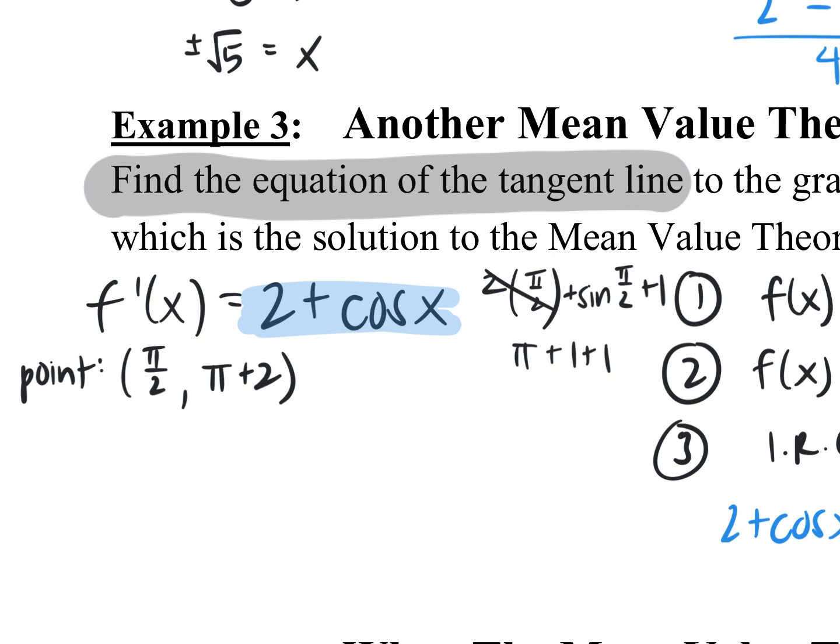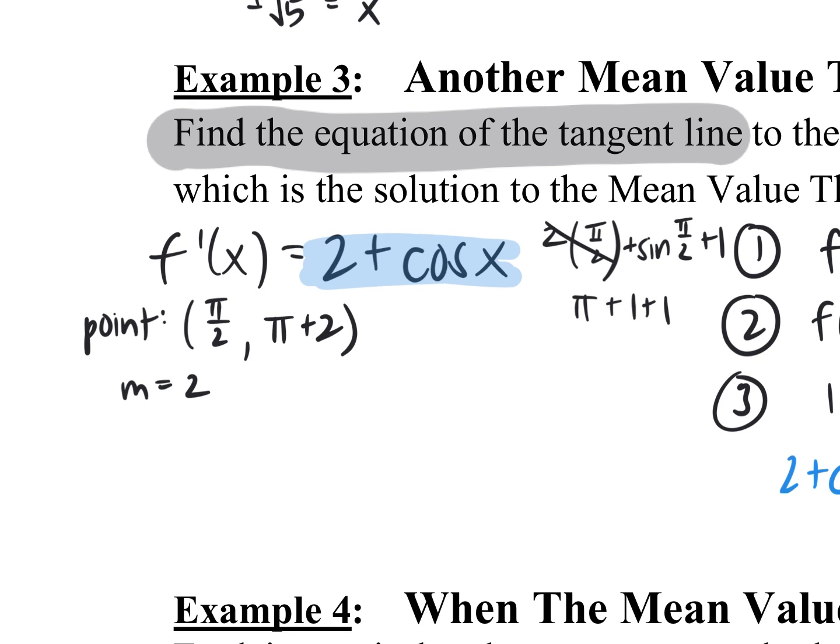And then I know my slope. My slope is 2. Okay, so I know my slope is 2 at that point, because that's what we just found, right? And now I can write my equation. So my equation for this tangent line is y minus y1, which is pi plus 2, is equal to my slope of 2 times x minus x1.